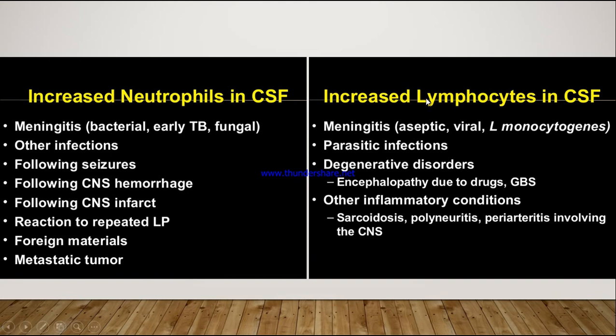Then if the lymphocytes are increased, we should predict that the patient may have meningitis, viral meningitis, aseptic meningitis, Listeria monocytogenes, parasitic infection, degenerative disorder like encephalopathy due to drugs or Guillain-Barré syndrome. Other inflammatory conditions like sarcoidosis, polyneuritis, polyarteritis, inflammation of the arteries, and involvement of the CNS. So these are some of the disease conditions.